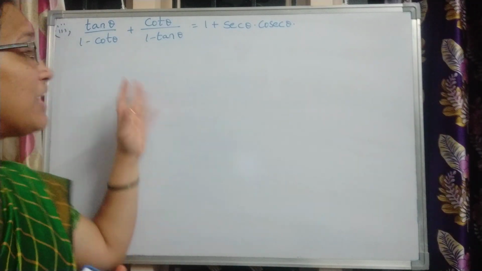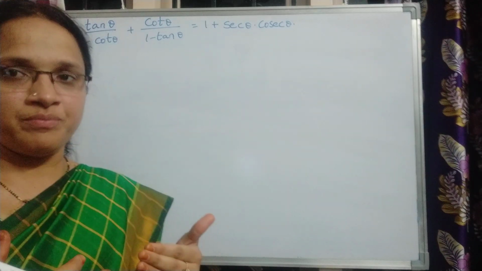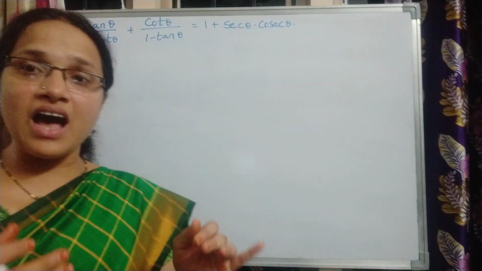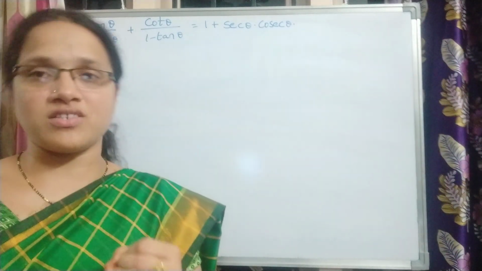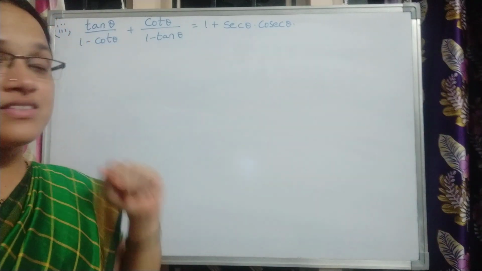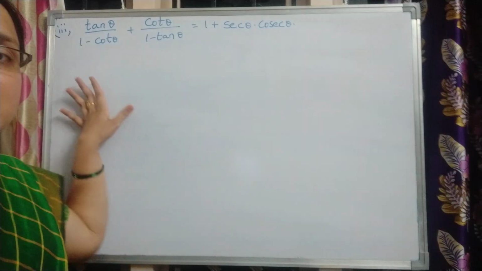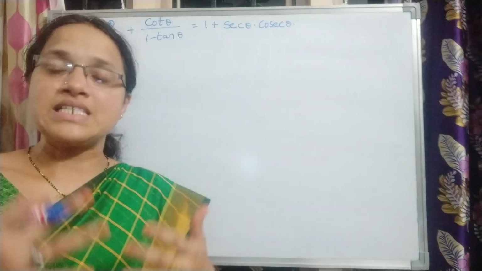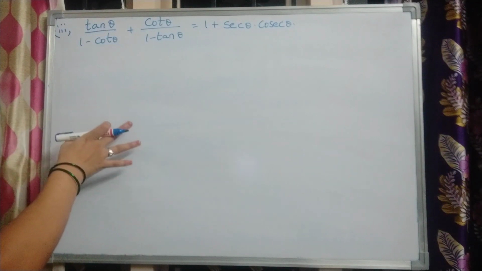What did you observe in the left hand side? The terms are in the form of cot and tan. And the right hand side are given as reciprocals of sine and cos. Yes or no? See, secant is a reciprocal of cos. Cosecant is a reciprocal of sine. That means you should have an idea that these terms should be converted into sine and cos. Okay, sine and cos. Now let us write it.